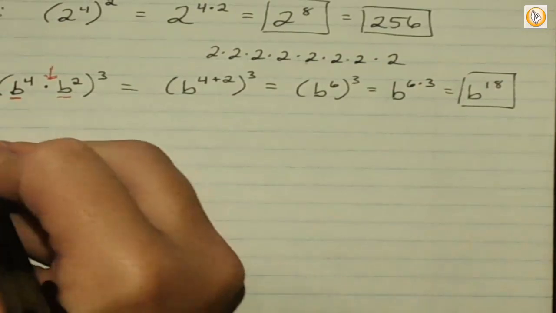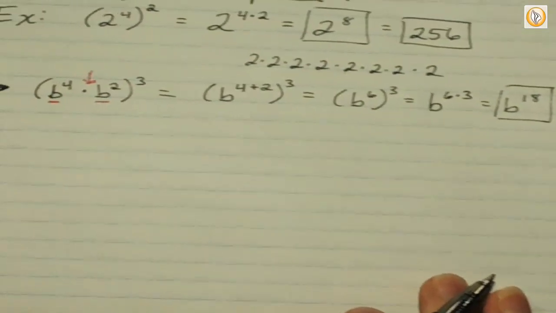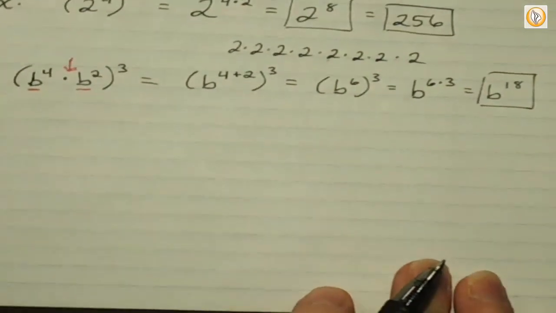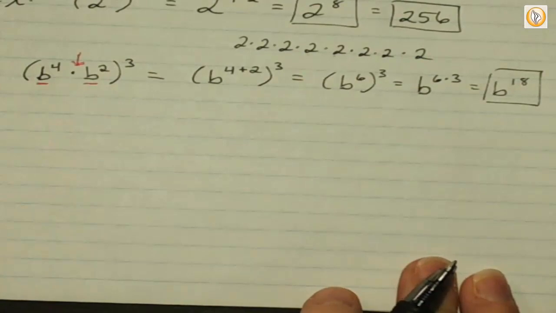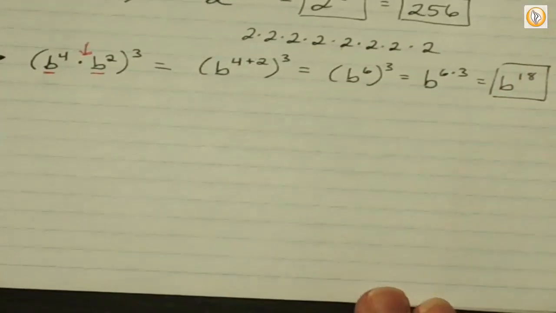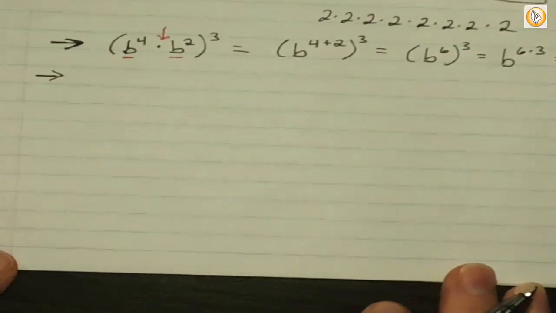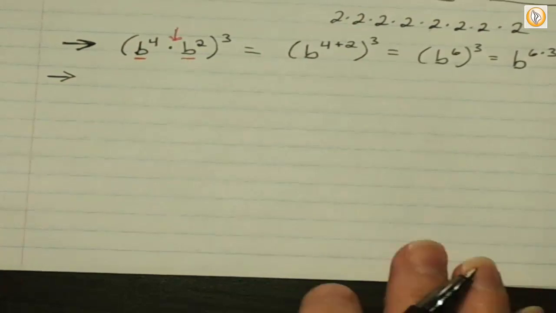b times b times b. That's complicated. It's a lot. It's attention to detail. You gotta go slow, and you have to have attention to detail. Does everyone have it? Yes, ma'am. All right, here we go. Here's another one.